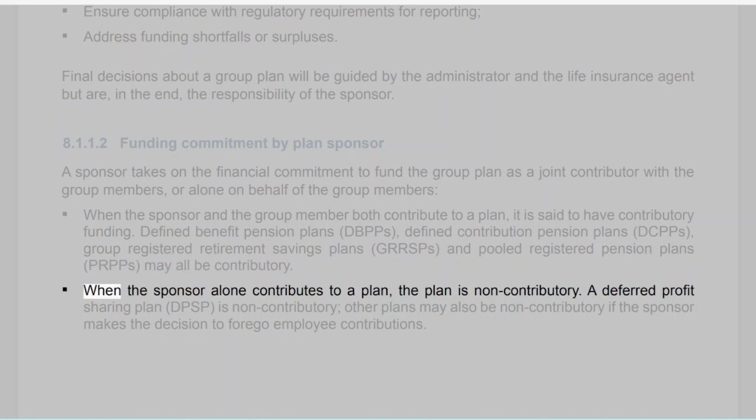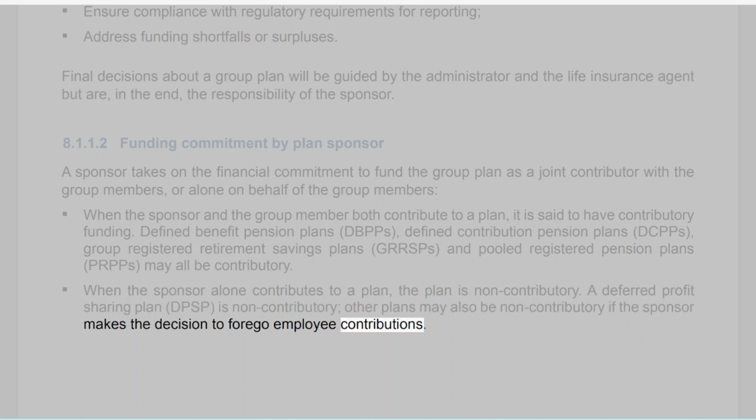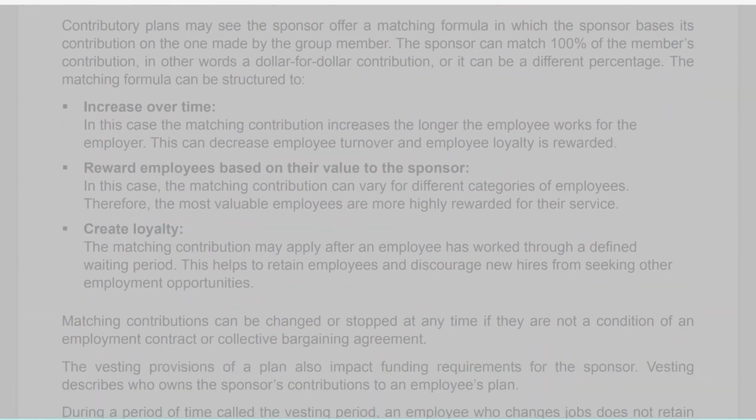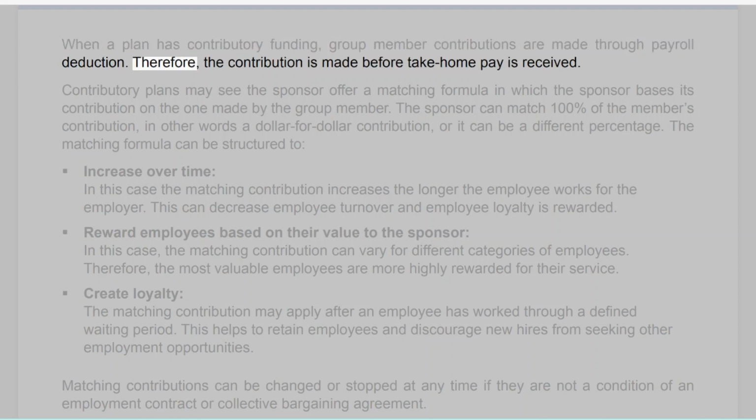When the sponsor alone contributes to a plan, the plan is non-contributory. A deferred profit sharing plan, DPSP, is non-contributory. Other plans may also be non-contributory if the sponsor makes the decision to forego employee contributions. When a plan has contributory funding, group member contributions are made through payroll deduction. Therefore, the contribution is made before take-home pay is received.